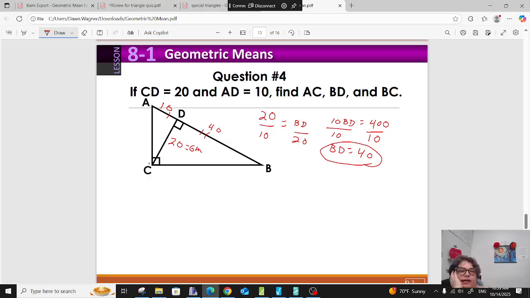Now I could find AC, but I have to figure out what the hypotenuse is. But I have all the information to figure out what the hypotenuse is. What's the hypotenuse? The hypotenuse is 10 plus 40, which is 50. You had to take 10 plus 40 to get the 50, right? Because this was 10. We found BD to be 40. The whole hypotenuse is going to be 50.